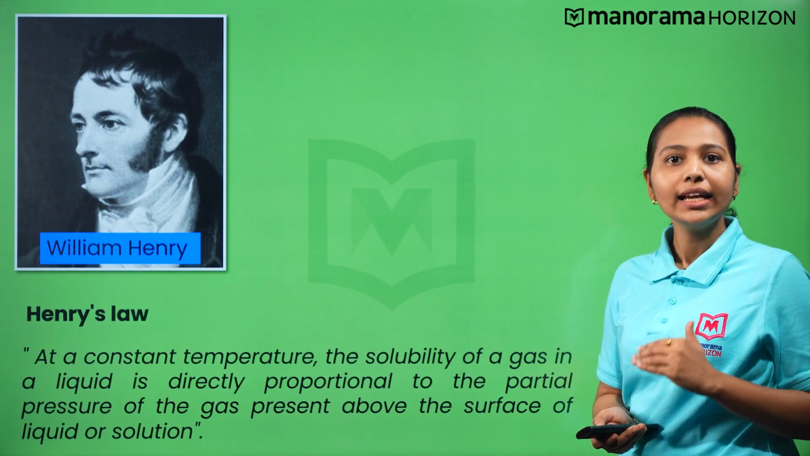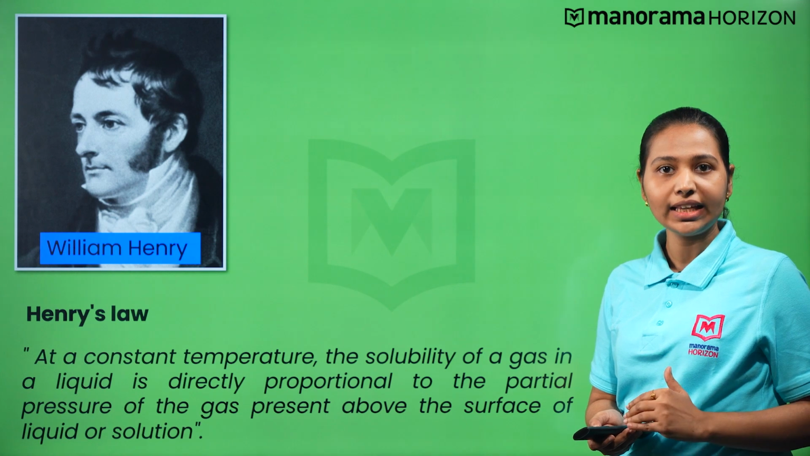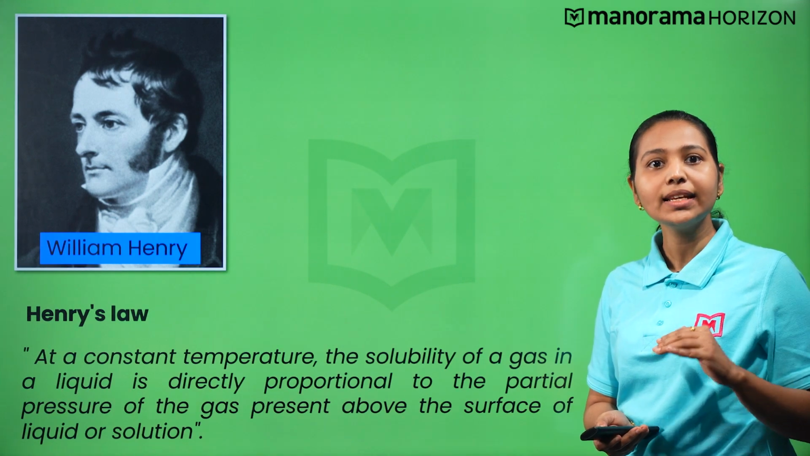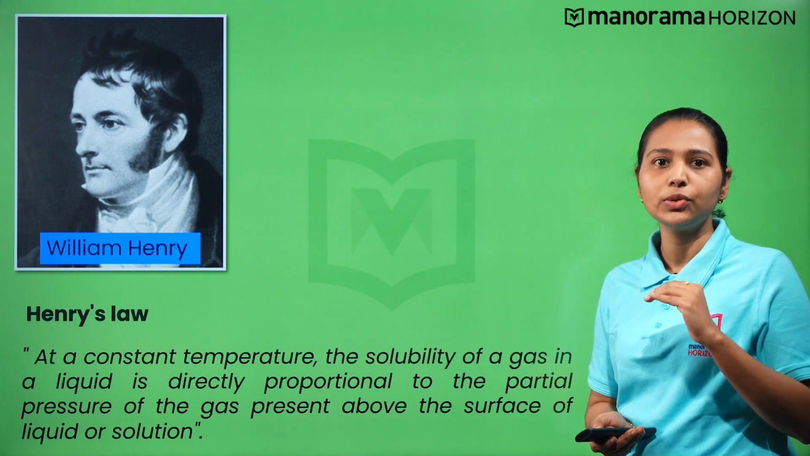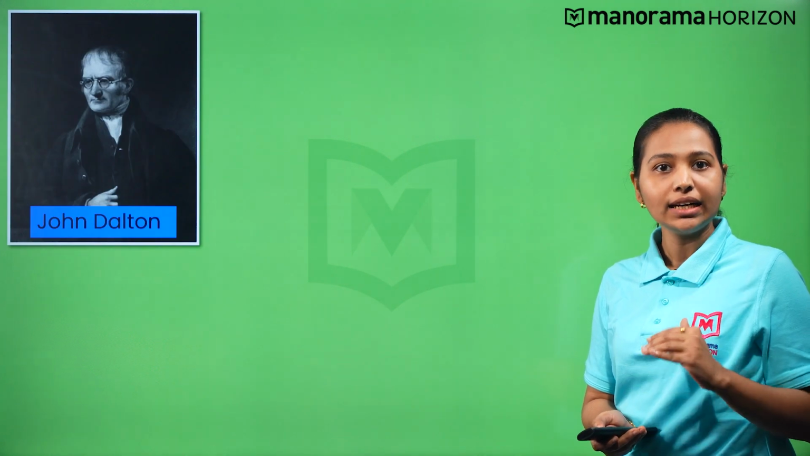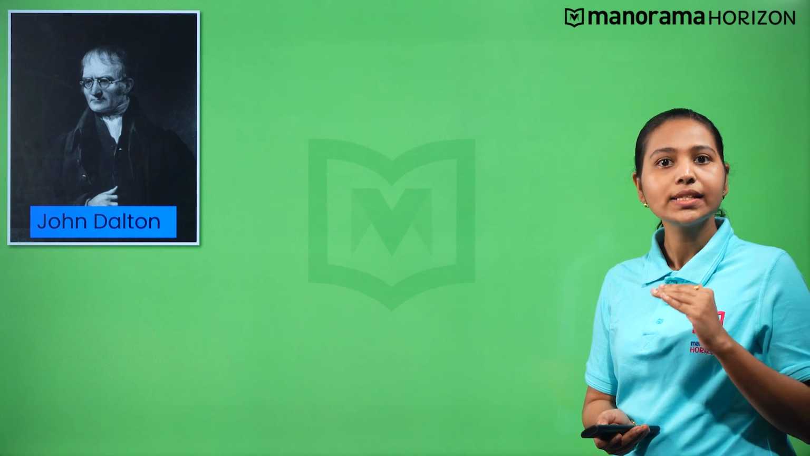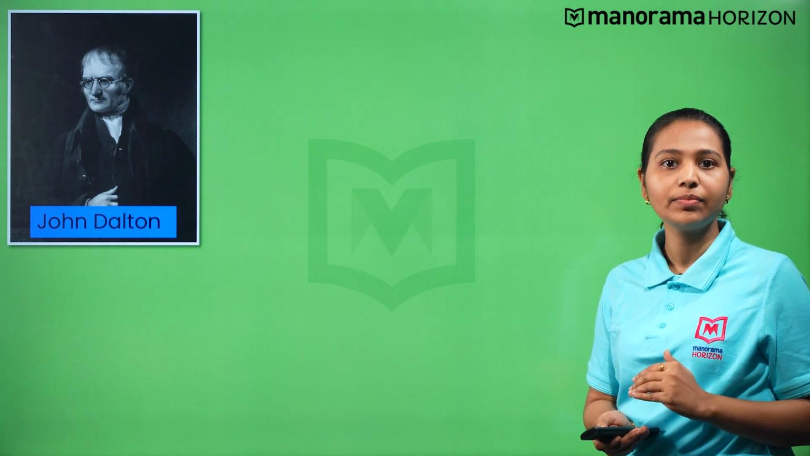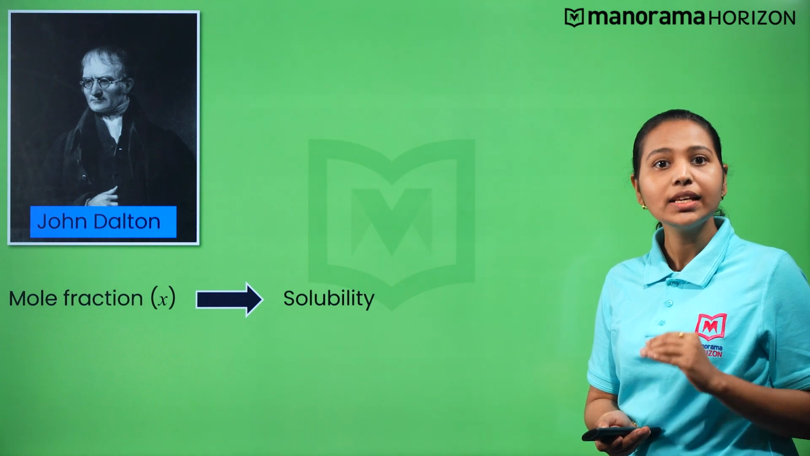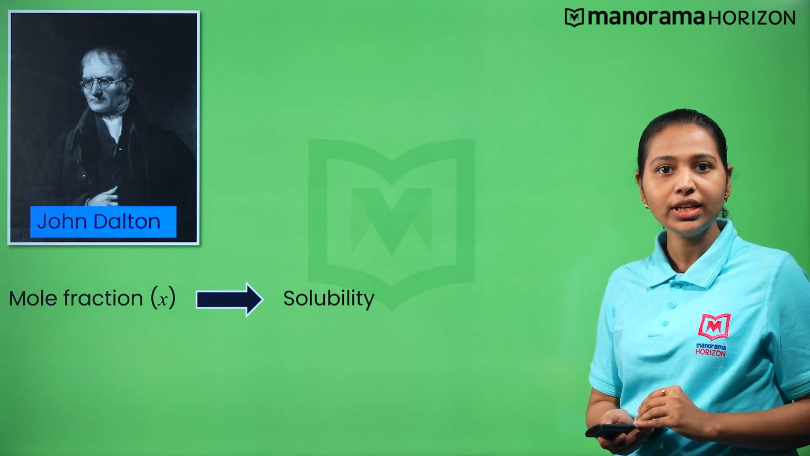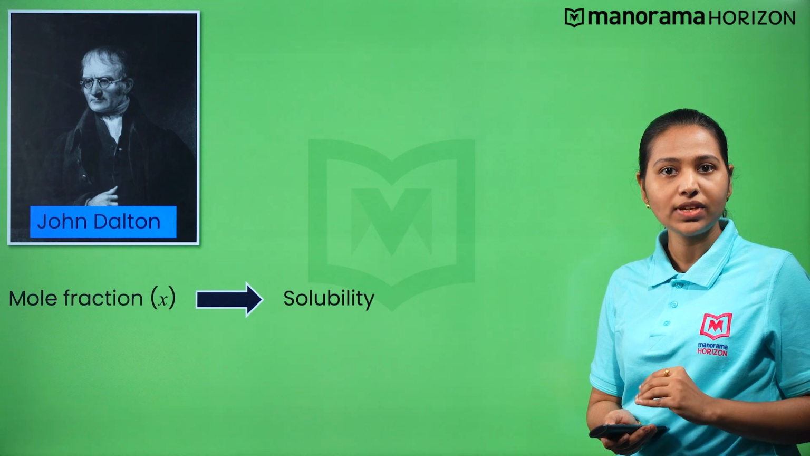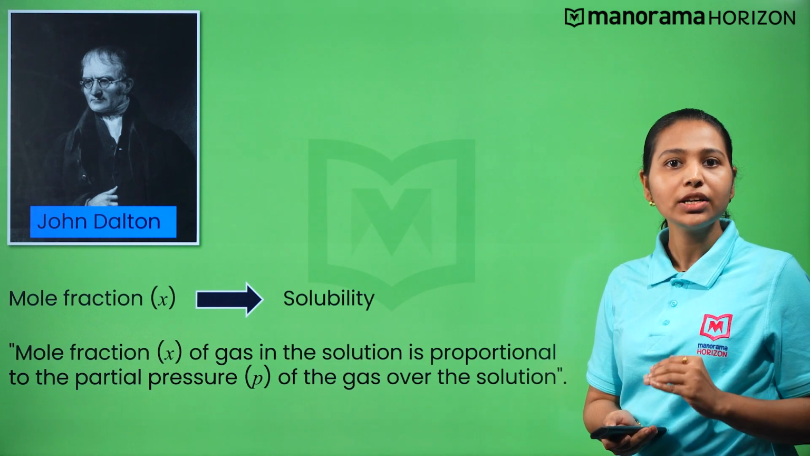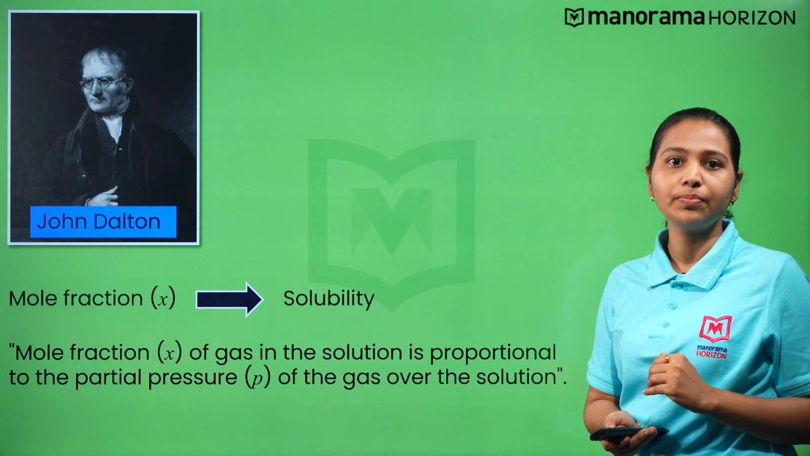This law states that at a constant temperature, the solubility of a gas in a liquid is directly proportional to the partial pressure of the gas present above the surface of the liquid or solution. During the same period, Dalton independently concluded that solubility of a gas in a liquid solution is a function of partial pressure of the gas. So, if you express solubility in terms of mole fraction, then Henry's law could be stated as: the mole fraction of a gas in the solution is proportional to the partial pressure of the gas over the solution.